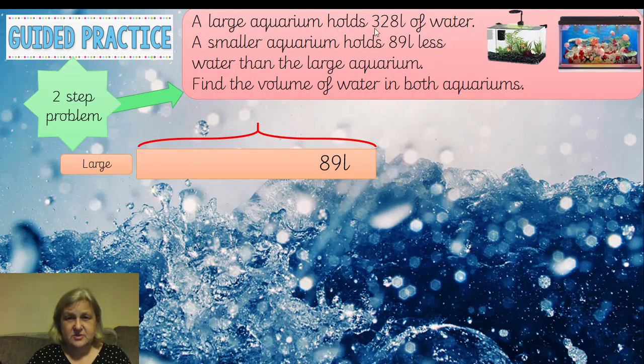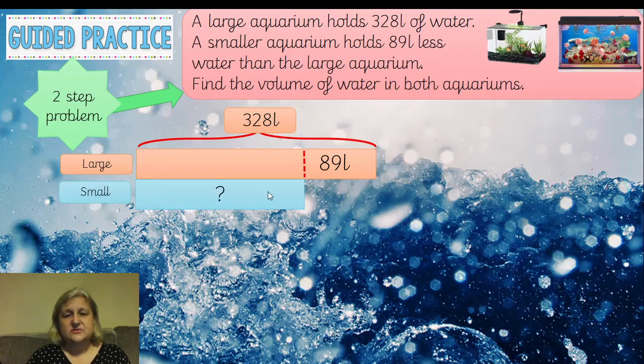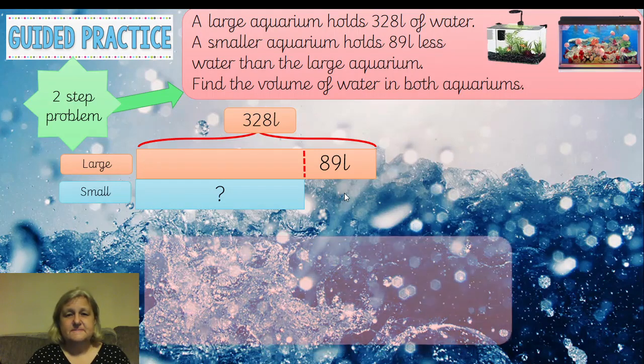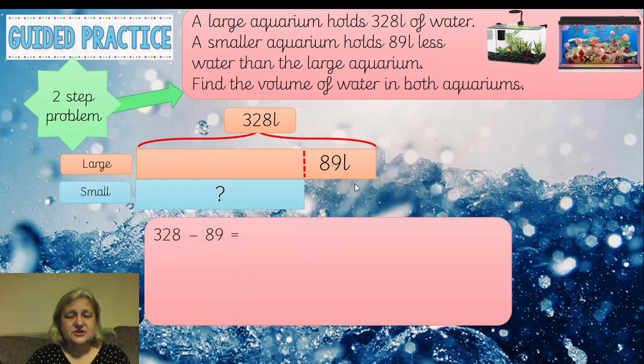So the larger one holds 328, so we put that up the top. We can split this off. The smaller one is going to equal this. So again, we've got to do a subtraction, 328, trying to find that smaller amount. So this is the difference between the two. So 328 take away 89. That's a little bit trickier to do in your head.